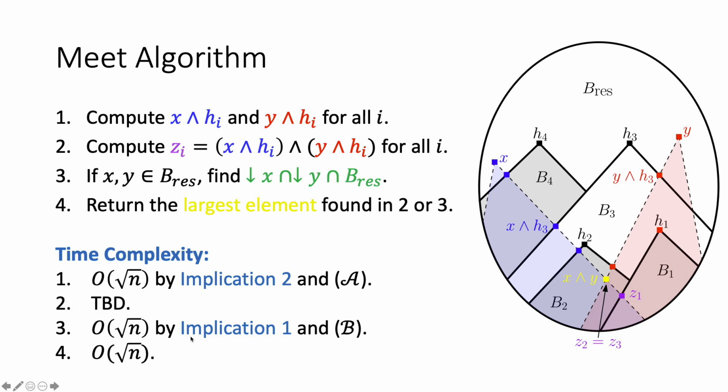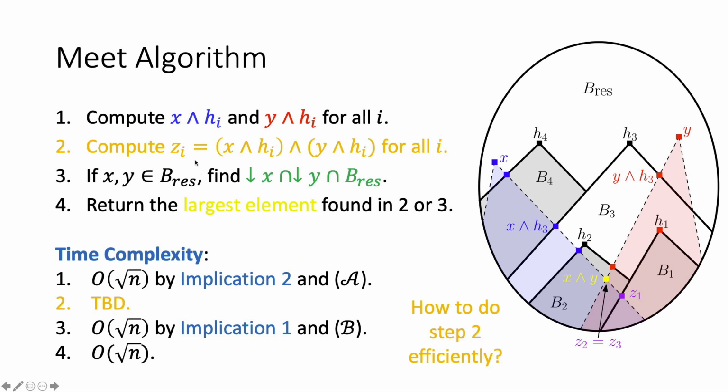Now step 3, by implication 1, the intersection of these downsets with the residual block are both size square root n, and we have them stored in a dictionary in this data structure B. Therefore, we can determine this intersection in time proportional to the smaller set, which is going to be square root n. Now, the number of elements returned in steps 2 and 3 is at most square root n. Therefore, we can use the order testing data structure to find the largest element, also in square root n time.